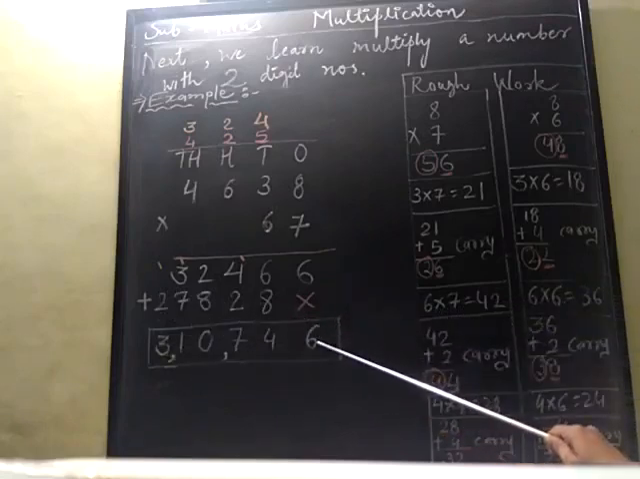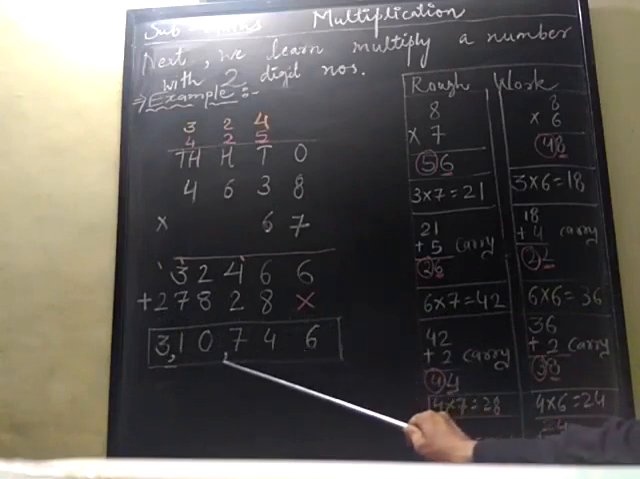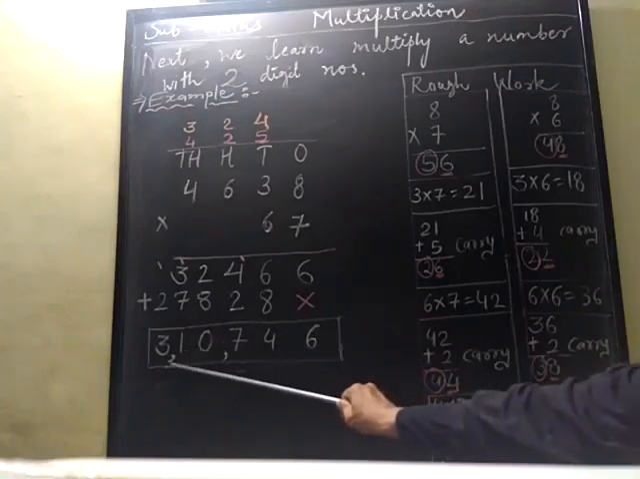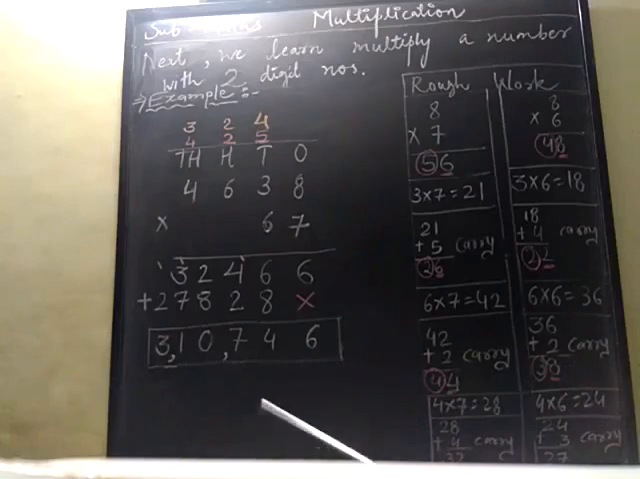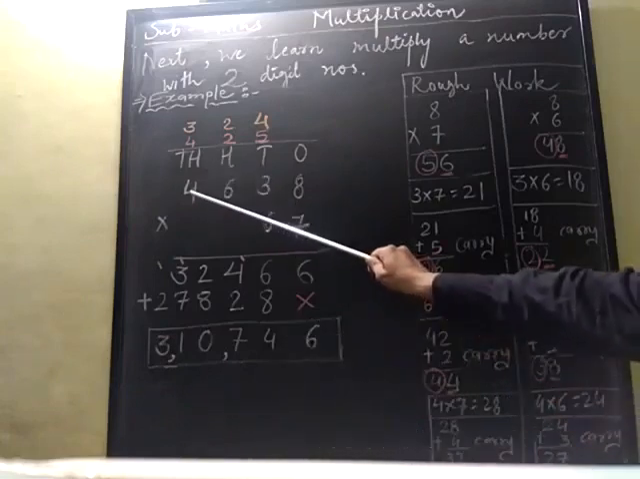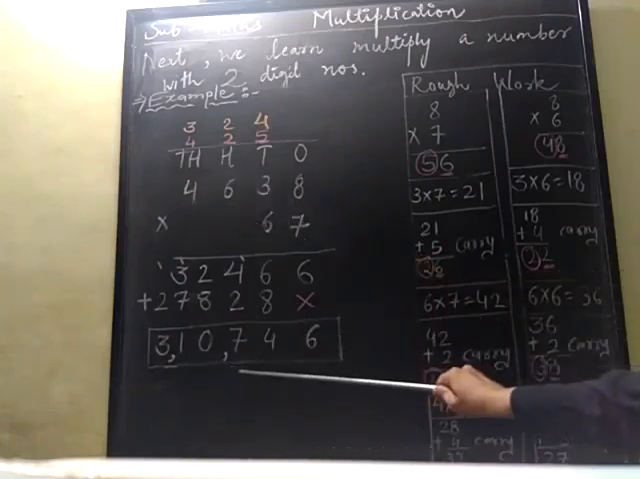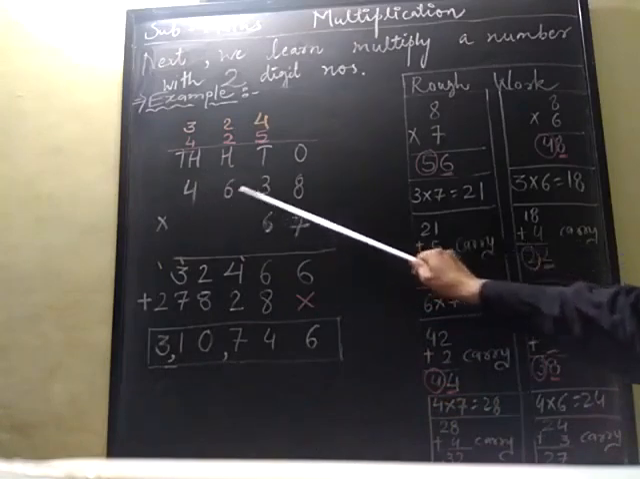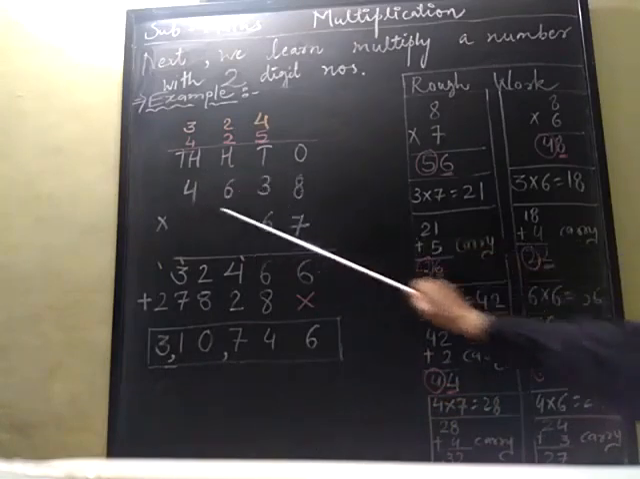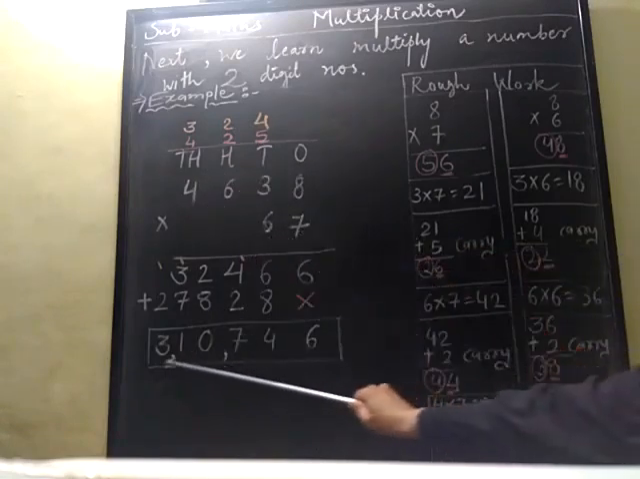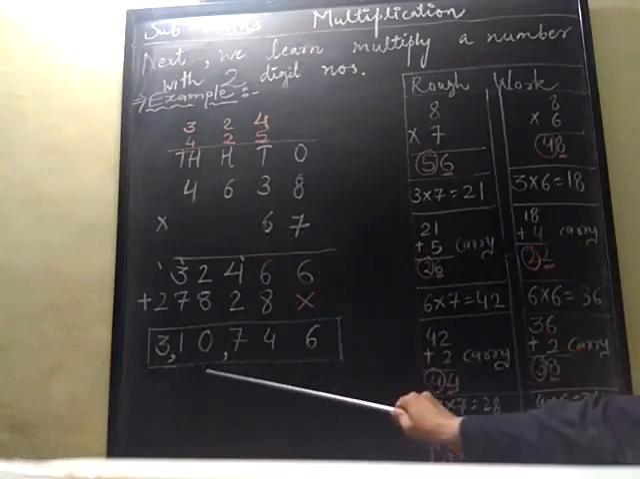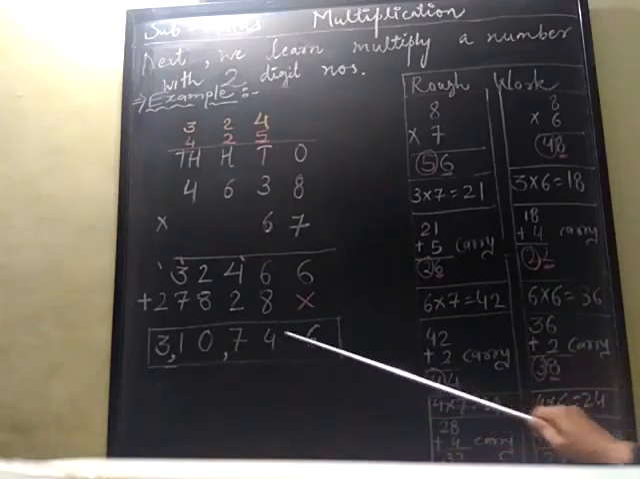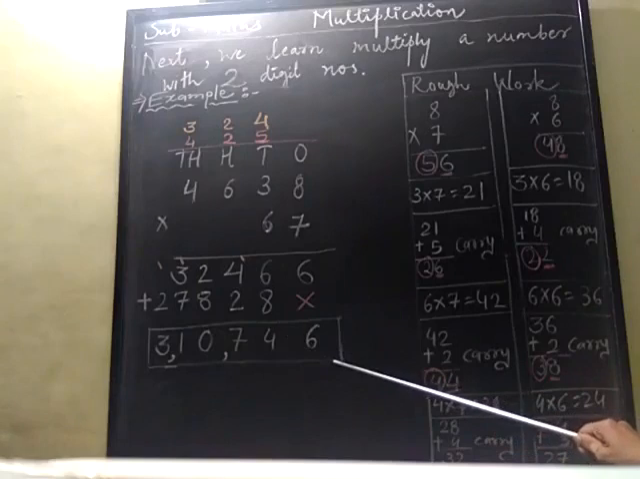And after that, we keep commas. Ones, tens, hundreds, comma, thousands, ten thousands, comma, and lakhs. So after the calculations, we get our answer. It means 4,638 multiplied by 67, we get 3,10,746. I hope you understood this sum.